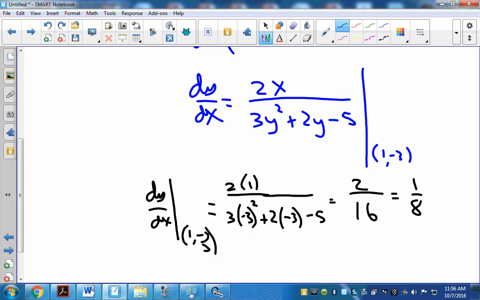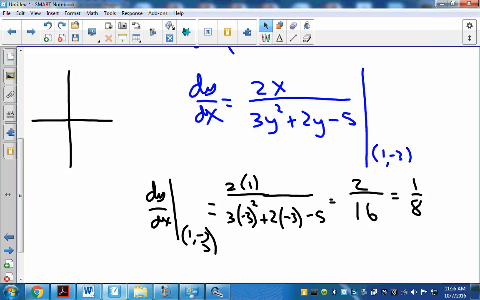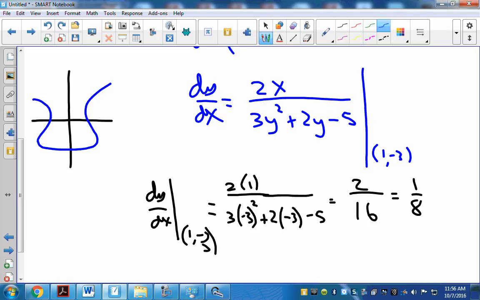Okay, and if you look at the sketch, it seems plausible. There's our weird curve again, looking like a basket of some sort. And at this point, the slope does seem to be a small positive number. 1/8 is the right answer.